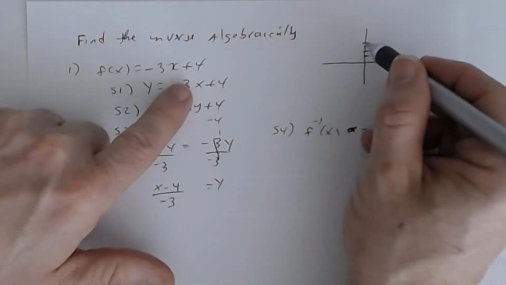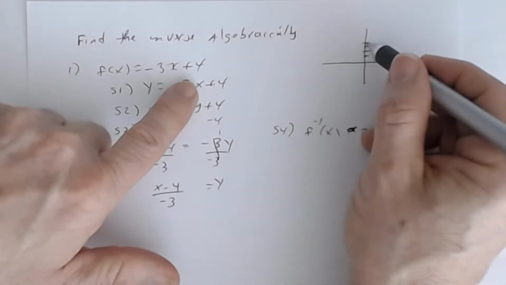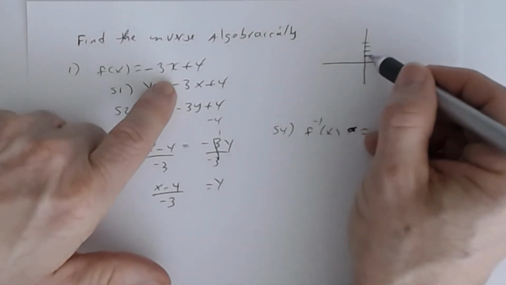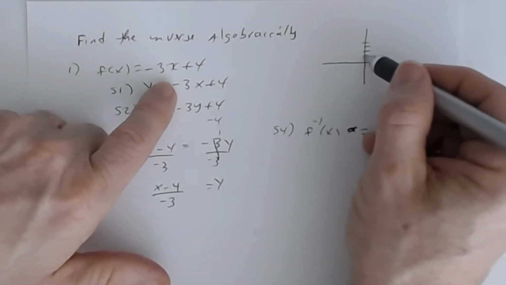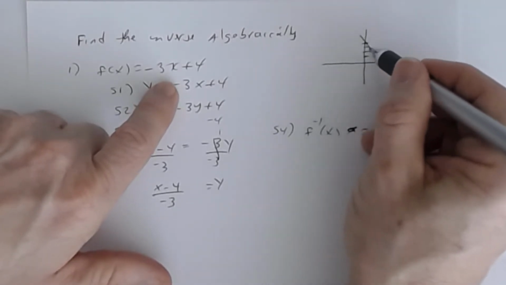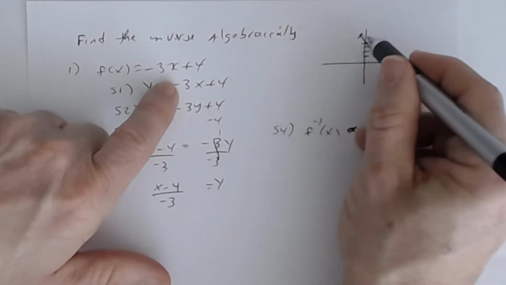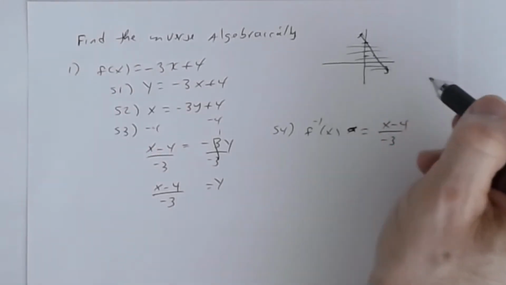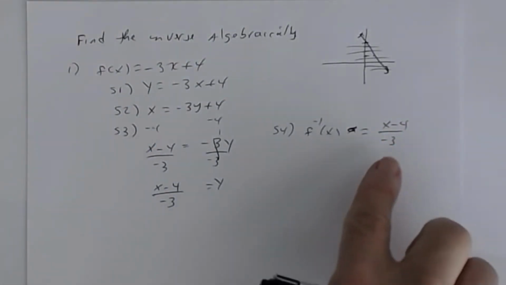Well, actually, let's go ahead and graph it. So the y-intercept is 4, the slope is negative 3. So you go down 3, 1, 2, 3, and then so you go down 3 and then to the right 1. So notice that it's a decreasing function. The slope is negative, so it should be falling, and it passes the horizontal line test. Okay, so it's a one-to-one function, and there's the inverse.